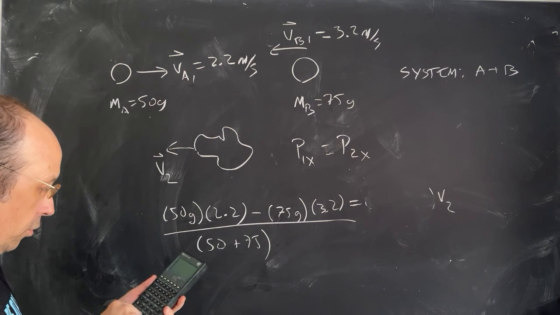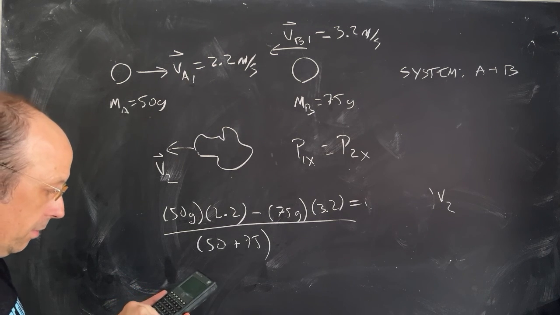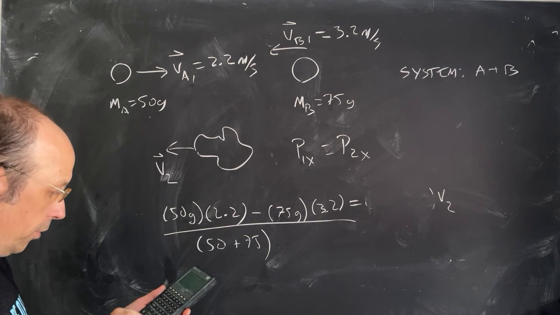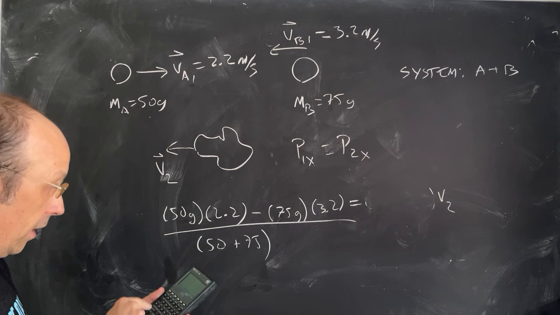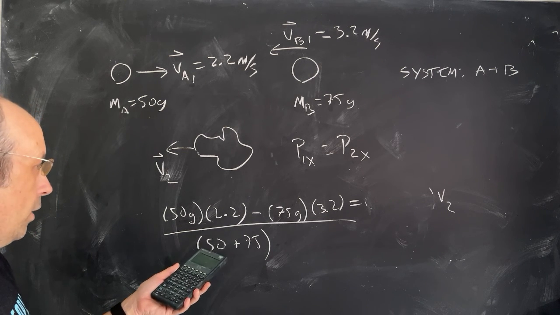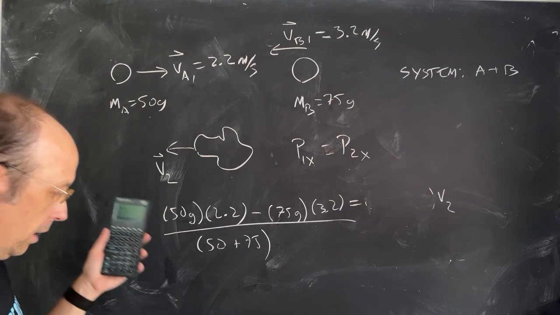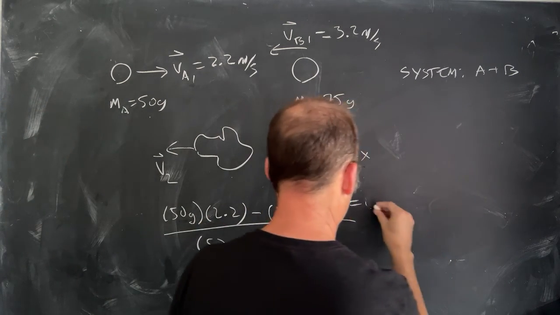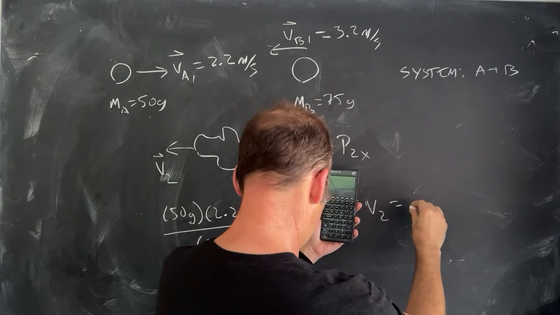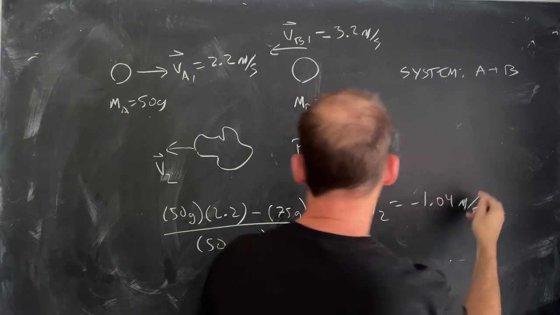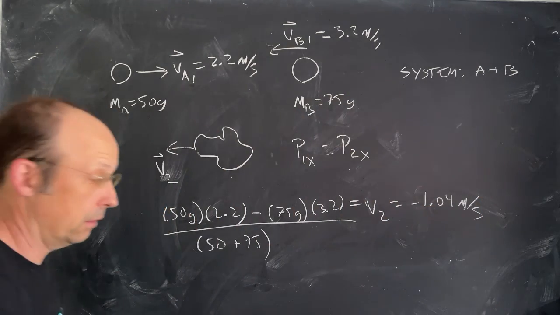50 times 2.2, plus 75 times 3.2 with a minus sign. And then this is going to be divided by 125. And I get V2 is negative 1.04 meters per second. So it's moving this way.